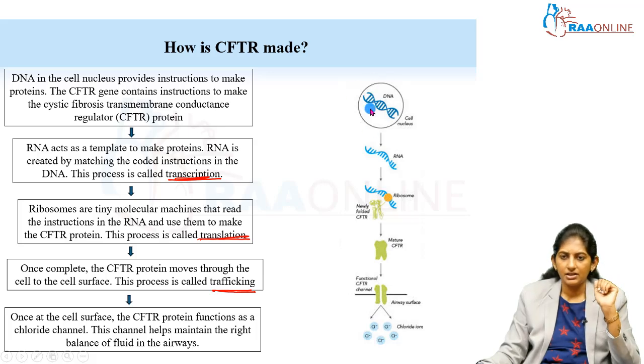So this is the CFTR gene. That gene gives information to the DNA. DNA is transcribed to the RNA. Through the ribosomes, the RNA will translate it into proteins. So a mature CFTR protein is formed. This will go and reach the epithelial surface, and finally it will act as a chloride channel and chloride will be secreted.